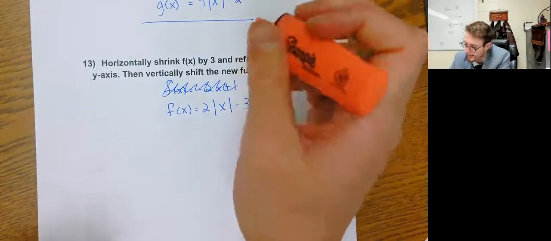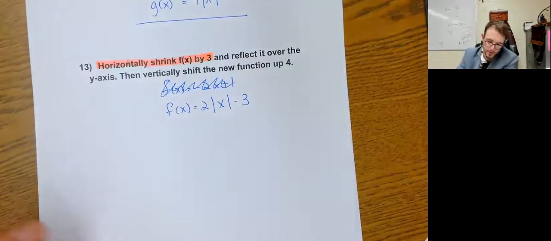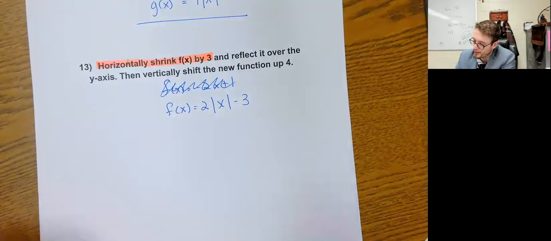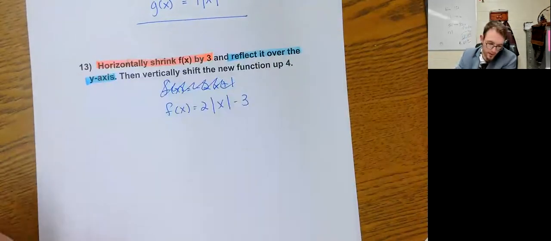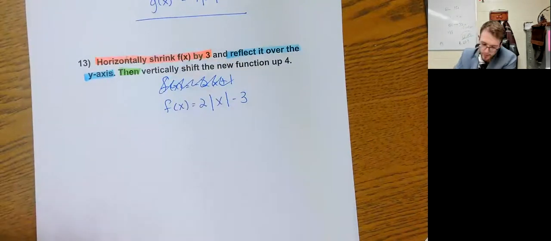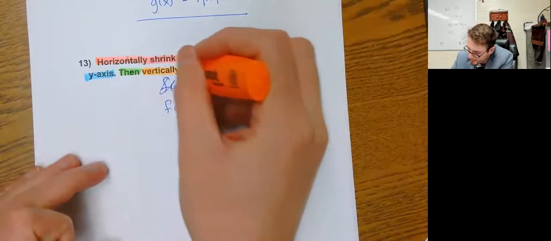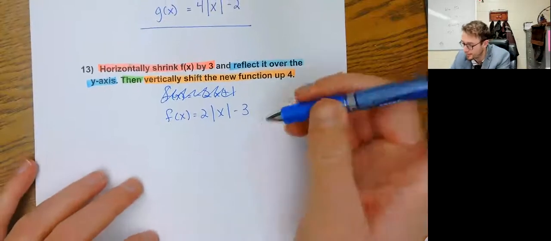Horizontally shrink f of x by 3. Ooh, we haven't done a horizontal shrink or stretch yet. And reflect it over the y-axis. Keyword: then. Vertically shift the new function up 4. Okay, so we're going to end up with an h of x once we're done with this.